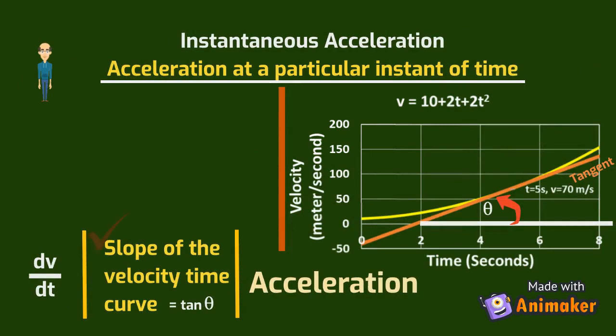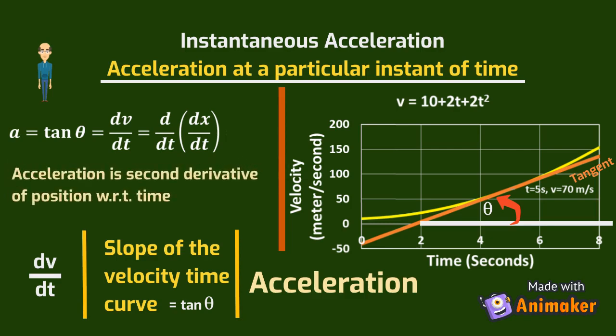From our last class, we know that the slope of the tangent to the curve at a particular point is equal to the derivative of the curve at that point. Therefore, we can write acceleration as a equals the derivative of velocity, that is dv by dt. Since velocity is the derivative of position, we can further write that as d by dt of dx by dt, which is basically the derivative of a derivative, and we call it a second derivative. So acceleration is basically the second derivative of position with respect to time. This can be read as a equals d2x by dt square.